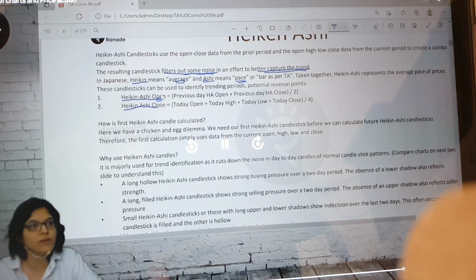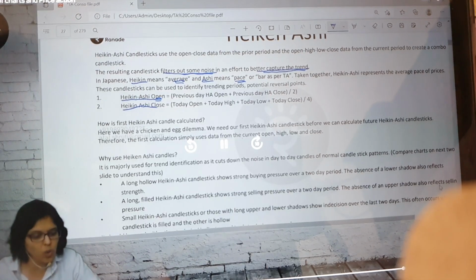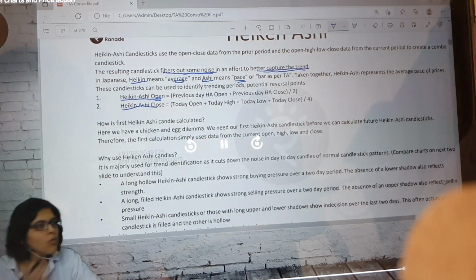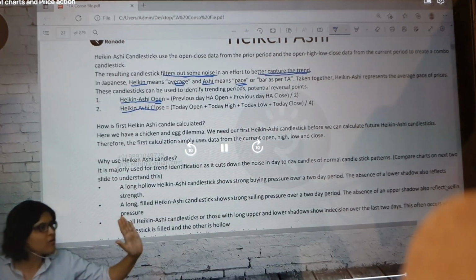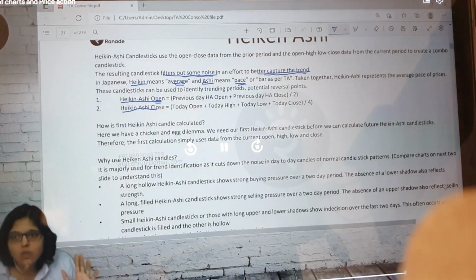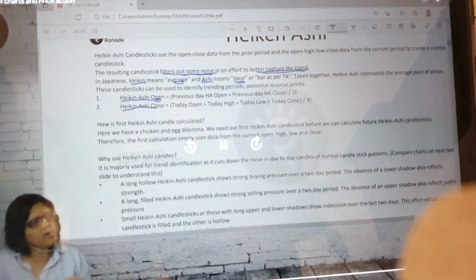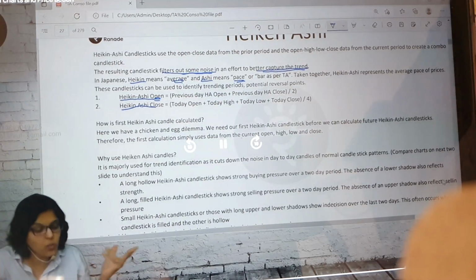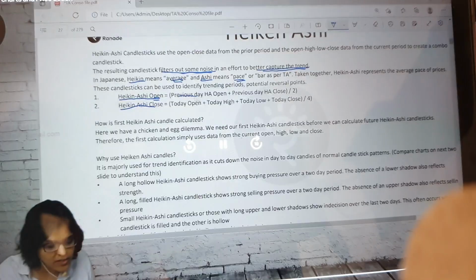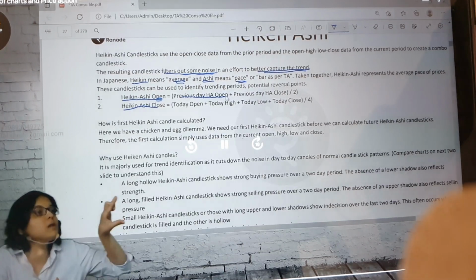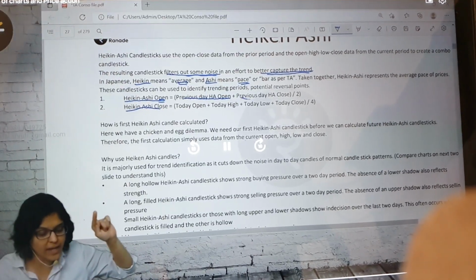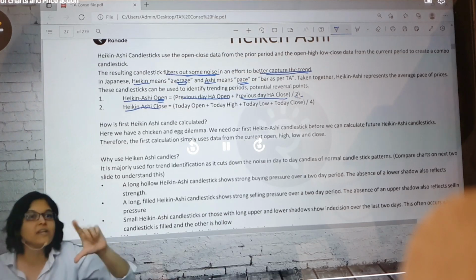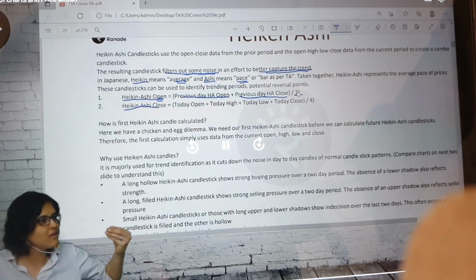Everyone pay attention for the next 2-3 minutes, otherwise you'll get confused. Heikinashi open is calculated mathematically. It's not the price at 9:15. That's a very big difference between a normal candle and a Heikinashi candle. A normal candle's open price is the open price at 9:15, and we are talking about the daily candle. But the Heikinashi open price is calculated mathematically: the previous day's Heikinashi open plus the previous day's Heikinashi close, divided by 2. They're taking an average, and that is why they're smoothing out the data.